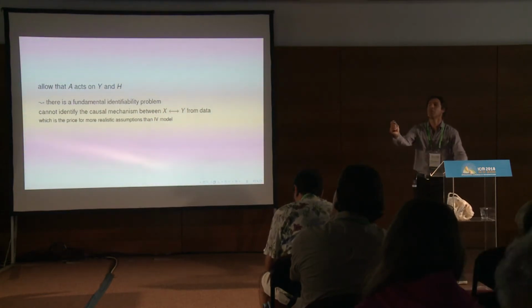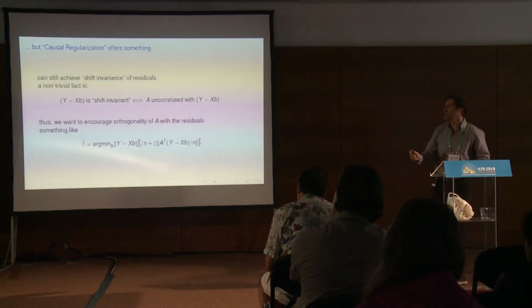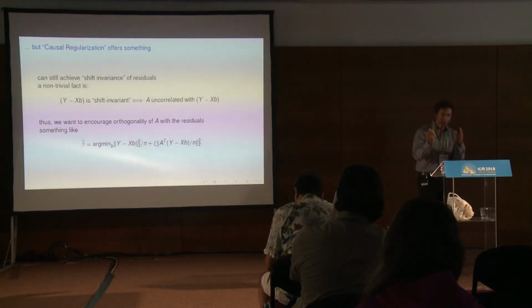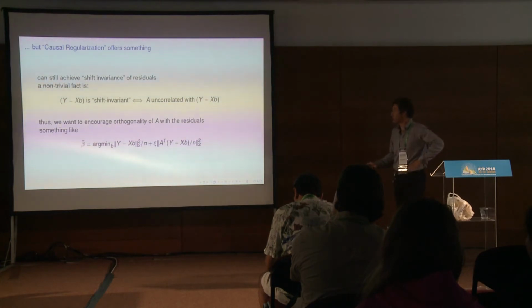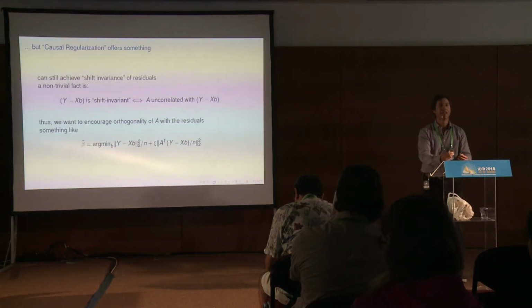You cannot infer the causal structure. It's impossible. But we regularize. We have something which we call causal regularization, and that offers something. It doesn't offer the causal solution, but it offers something which I think is quite worthwhile. One can actually show that one can still achieve a certain invariance. It's not an arbitrary invariance, but it's a so-called shift invariance.